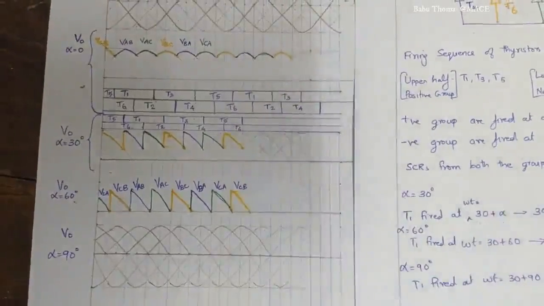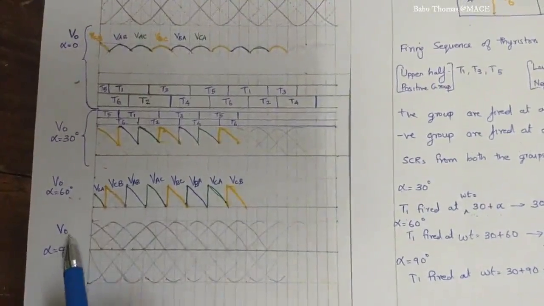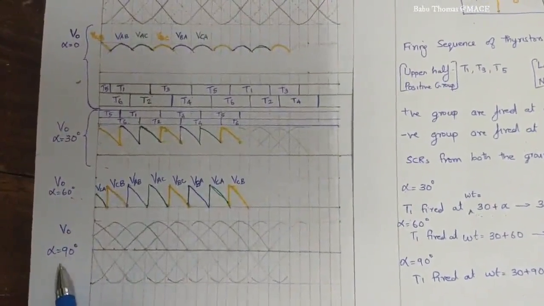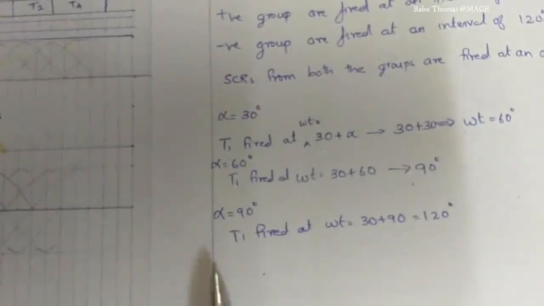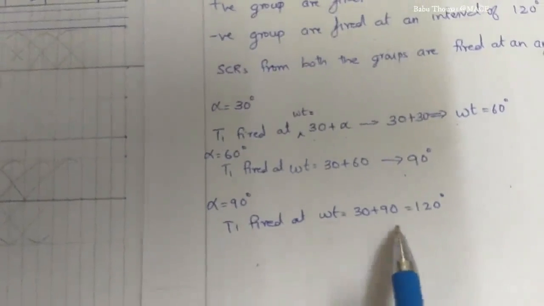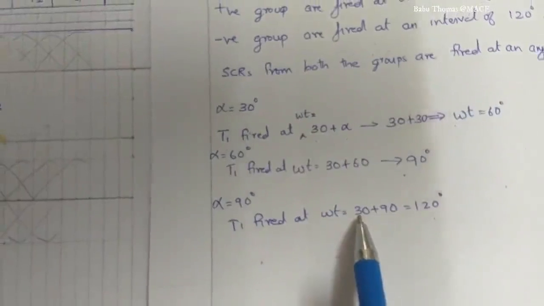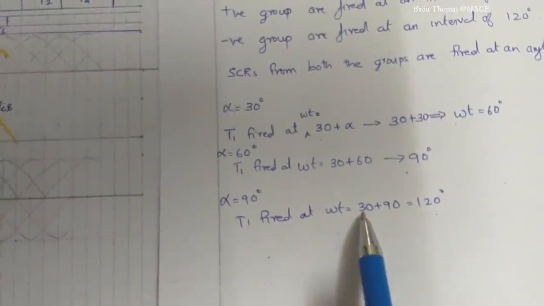Now we will plot the waveform for voltage V0 for alpha equal to 90 degrees, that is firing angle alpha equal to 90 degrees. So when firing angle alpha equal to 90 degrees, then T1 is fired at omega t equal to 30 plus 90, that is 120. So 30 is because we have taken the phase voltage VA as the reference waveform.